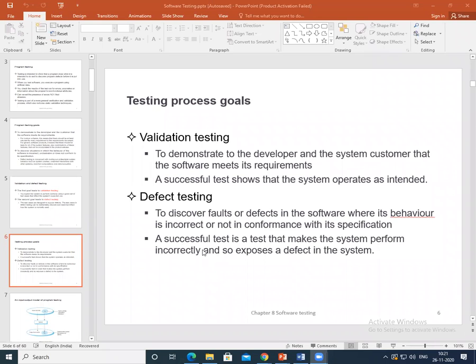A successful test for defect testing makes the system perform incorrectly. Try to understand once again. If I say the test cases with respect to defect testing are successful, that means the system is performing incorrectly. It is purely to expose the defect of a system, whereas validation testing is purely different. That is, you validate as per the requirement, you generate the test case, you test it. Though the system is working, is there any defect in it? That is the major thing that you have to identify using defect testing.